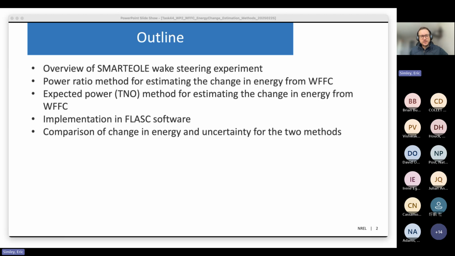the method that's documented in the TNO report, which we're calling the expected power method. And a little bit about the implementation in FLASC and how to run these methods. And then we'll compare the change in energy and uncertainty for the two approaches. If you have any questions, feel free to jump in. Just maybe raise your hand, or just let me know if you have a comment or question.